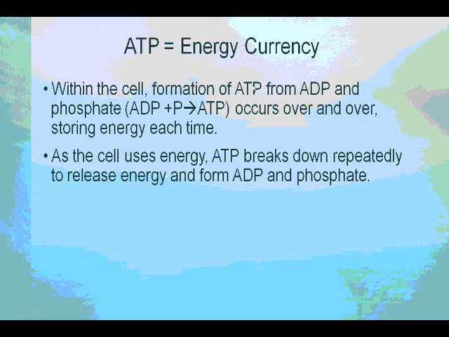ATP can go from ATP to ADP when the phosphate is broken off, and then the ATP can be recharged by adding another phosphate onto the molecule. This can happen over and over again, storing energy each time.